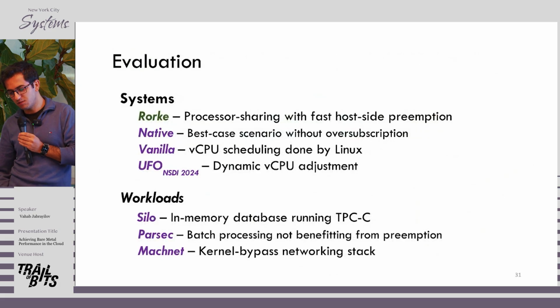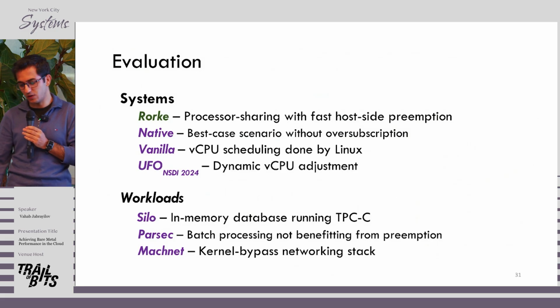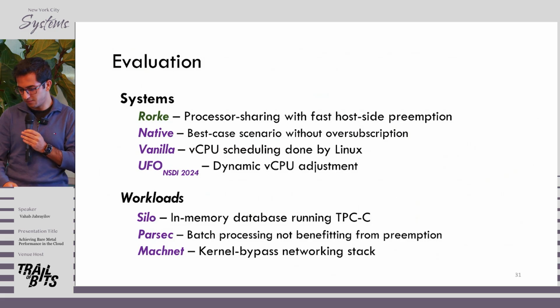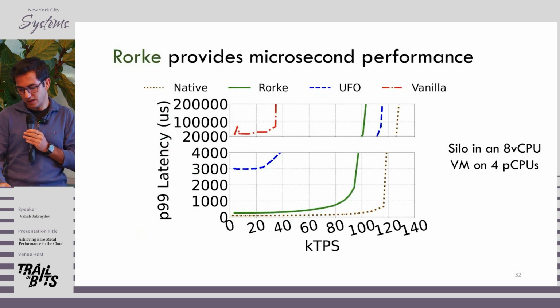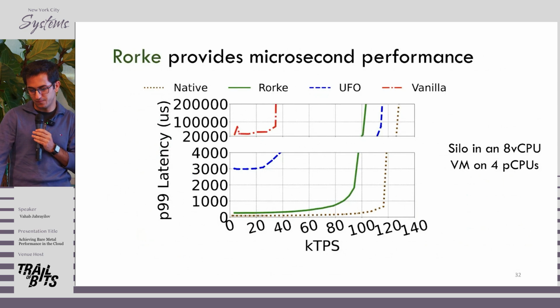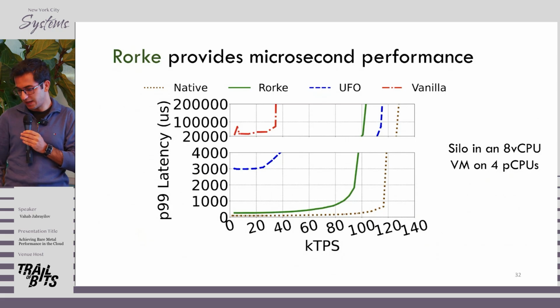And we evaluate our system against three setups. As I said, native is the scenario where there's no oversubscription. Vanilla is regular oversubscription, and UFO is the state of the art. We use Silo, Parsec and Machnet, which I mentioned previously. As you can see in this graph, we always keep up the promise that we are under 1 millisecond, operating at microsecond scale very close to native. Actually it is 11 times lower latency than UFO and 30 times better than vanilla oversubscription.